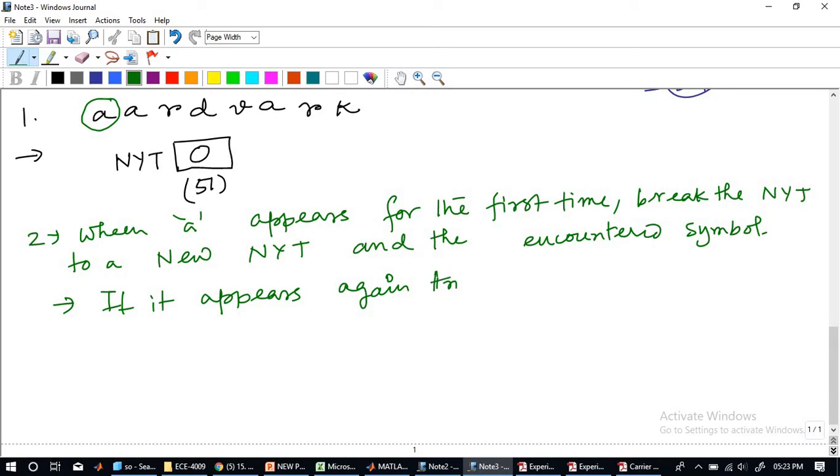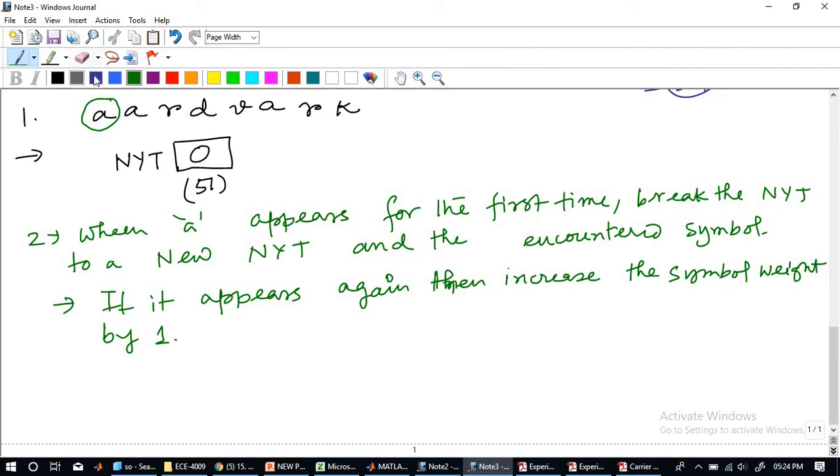then increase the symbol weight by 1. Okay. If it appears again, each here means the symbol that we have referred to. So suppose A has appeared, second time again A appears, then what we have to do? We have to update it by 1. We'll see once again. Now, let's see what happens when A appears there.